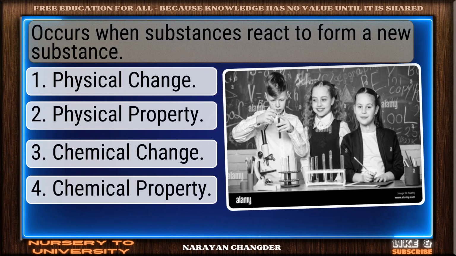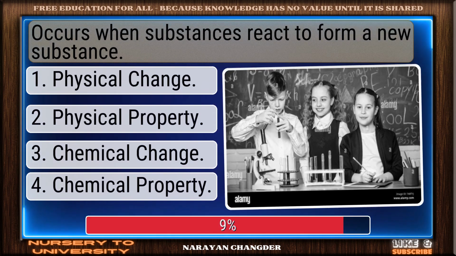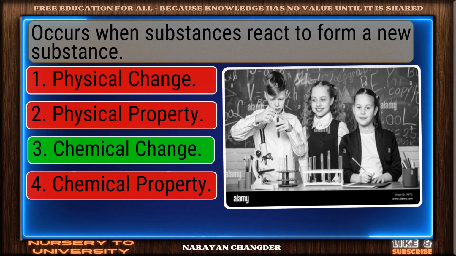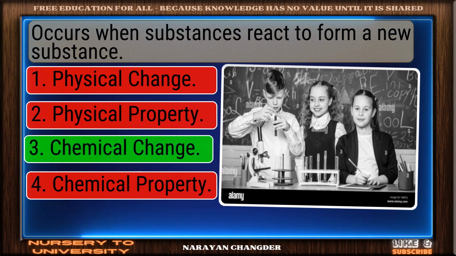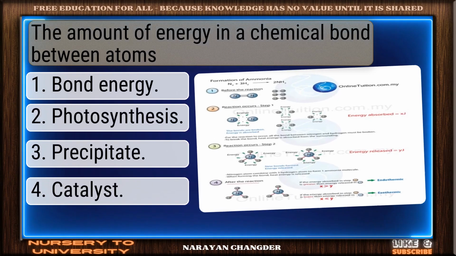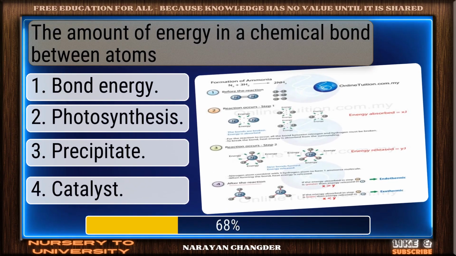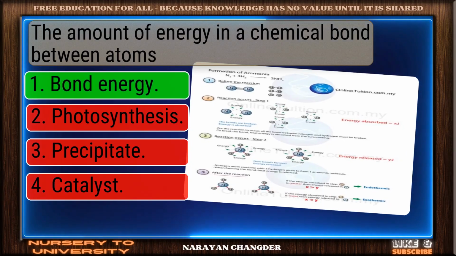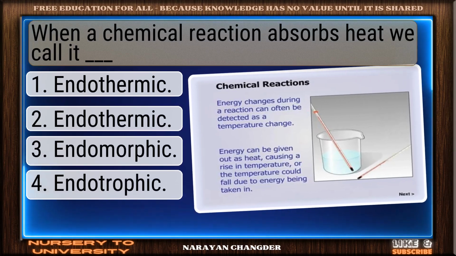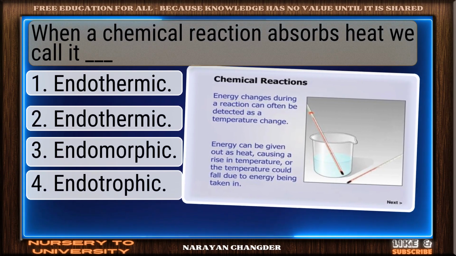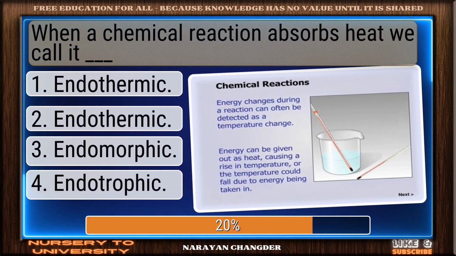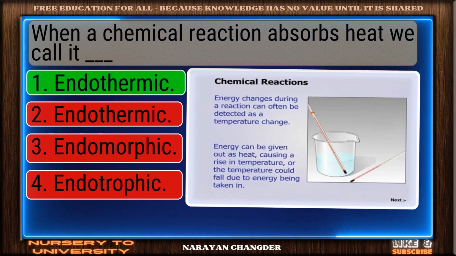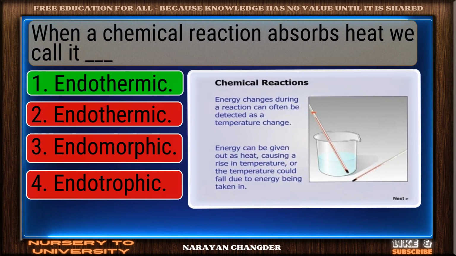Occurs when substances react to form a new substance. Excellent choice. Chemical change is the right answer. The amount of energy in a chemical bond between atoms. Sharp thinking. Bond energy is the right choice. When a chemical reaction absorbs heat, we call it dash. Great job. Endothermic is the accurate answer.